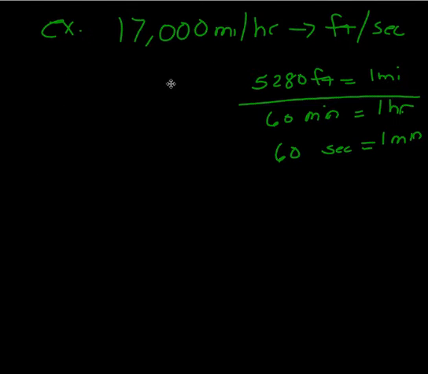All right, so now that we know what we're doing, let's go ahead and begin to set this up. So we know that we're going to have 17,000 miles per hour. All right, so we're going to write our number, and you may not want to write too big.